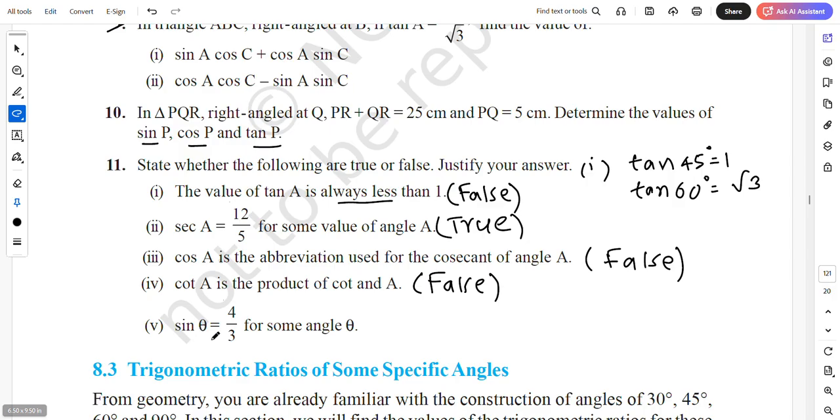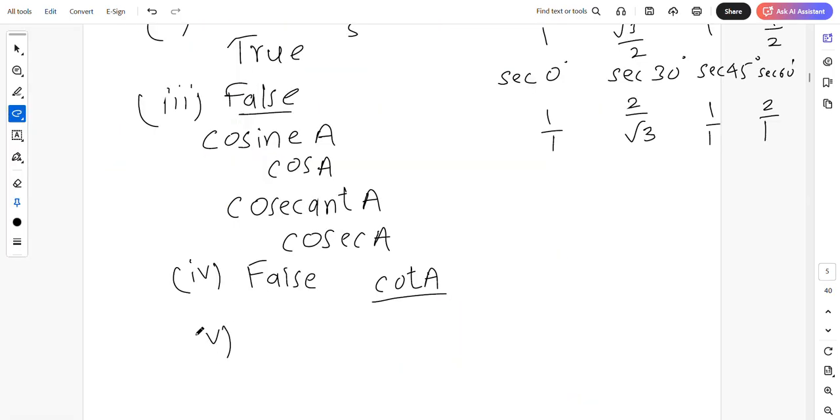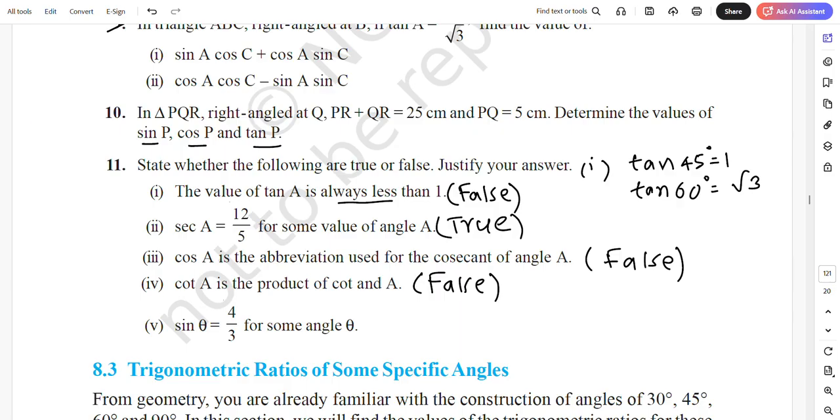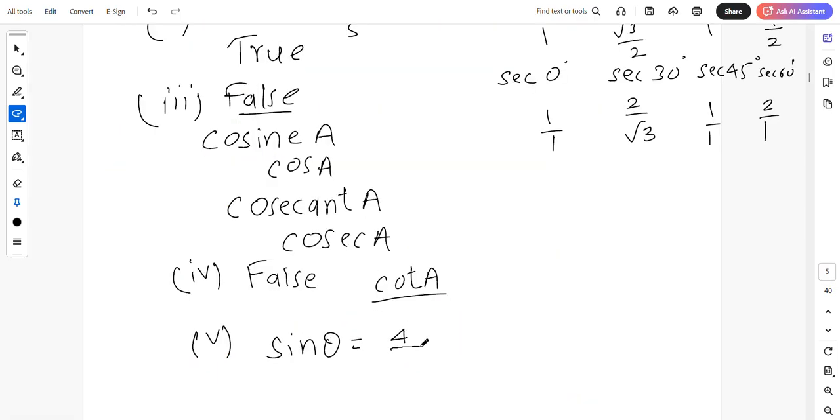Number 5 is sine of theta is equal to 4 by 3 for some angle theta. They have given sine of theta is equal to 4 by 3, okay. How much is sine 0, sine 30, sine of 45 degree, sine 60 degree?